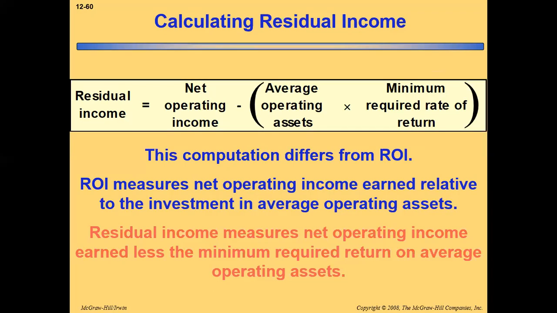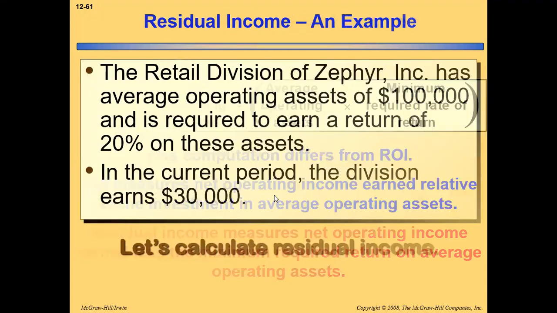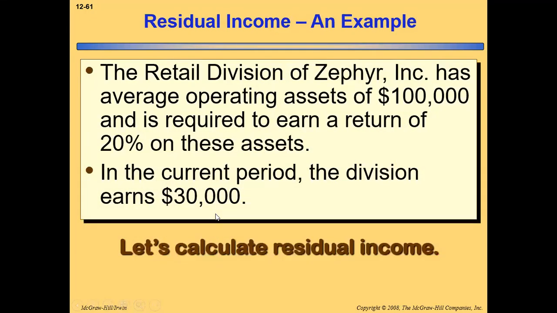So net operating income থেকে কি করে? Net operating income যতটুকু আমরা আর্ন করেছি সেখান থেকে মানে যেগুলো রিকোয়ার্ড রেট অফ রিটার্ন সেগুলো আমরা মাইনাস করার পরে আমরা যেটা পাবো সেটাকে আমরা বলবো হচ্ছে রিসাইডুয়াল ইনকাম। So here is an example. I think by this example it will be clear.